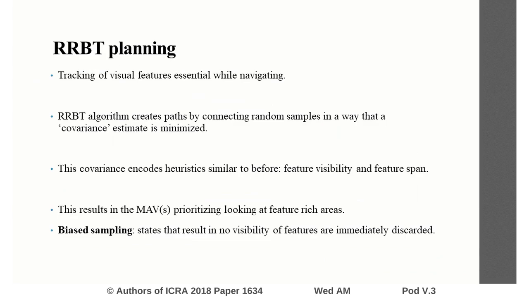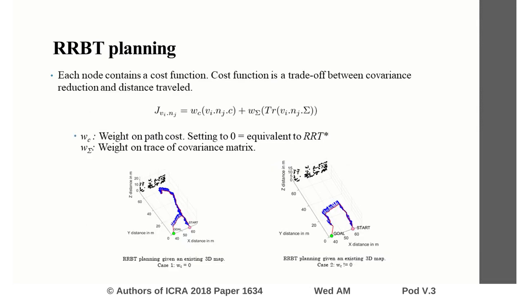Now we discuss the second phase of the planning algorithm, how to plan paths after a good 3D map is obtained. In this phase, the focus is on ensuring feature visibility and tracking, and also to optimize path cost along with these factors. We use the RRBT algorithm which layers the heuristics and path cost above random sampling. This cost function is weighted between path cost and the trace of a covariance matrix. The figures show how the working of the planner changes based on the values of the weights.